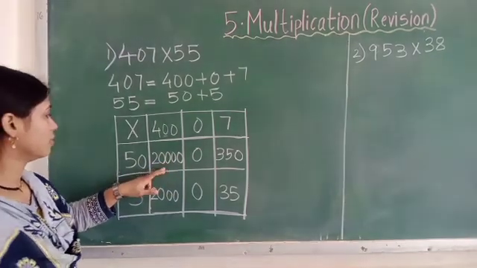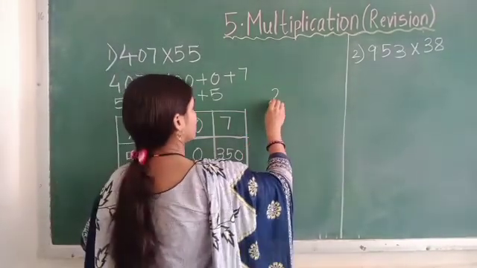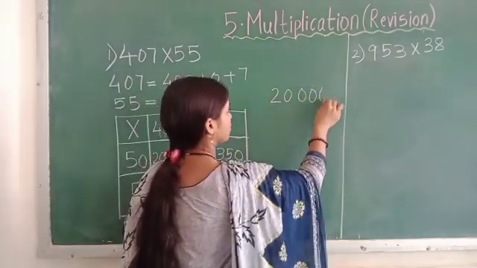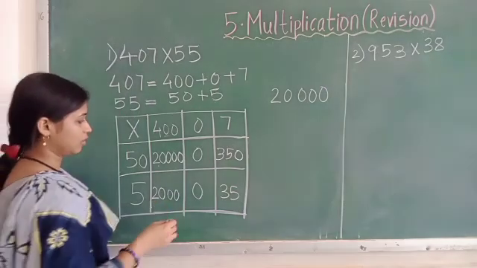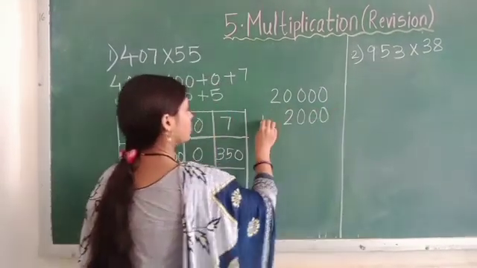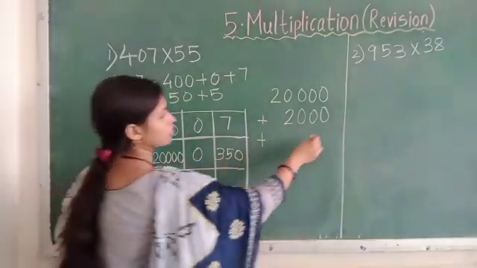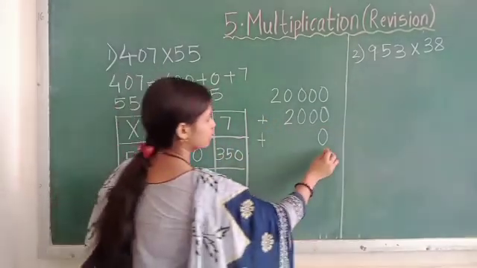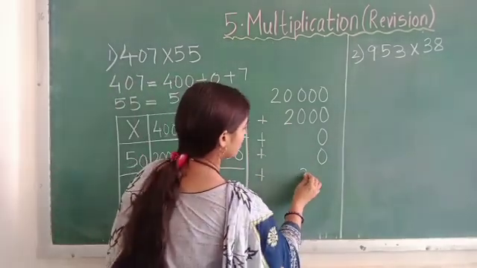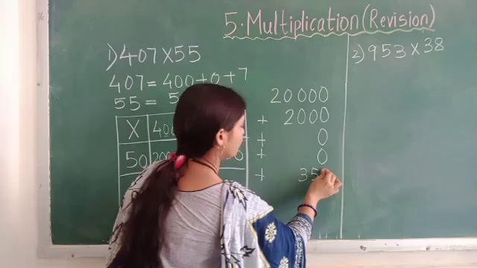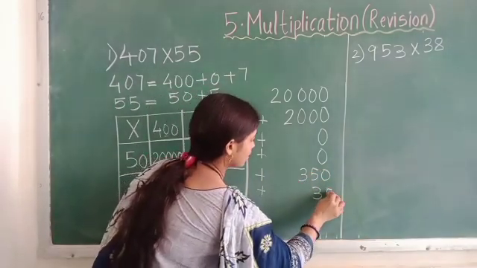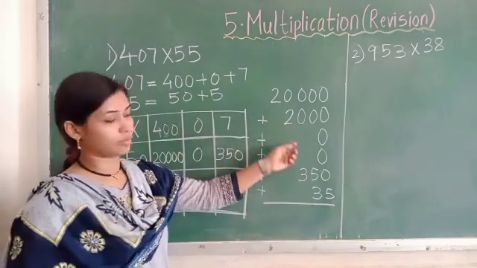Let us see from here. What is the first number? See, 20,000. Then we have 2,000 plus 0 plus 0 plus 350. 350 plus 35 plus 35. All these 6 numbers we will add together.